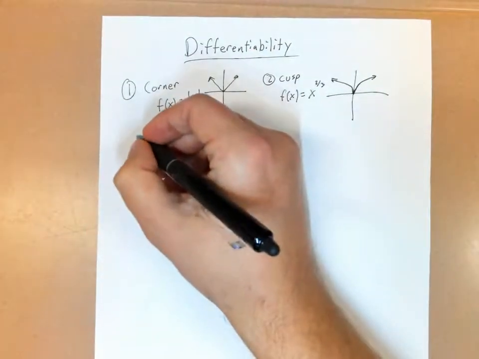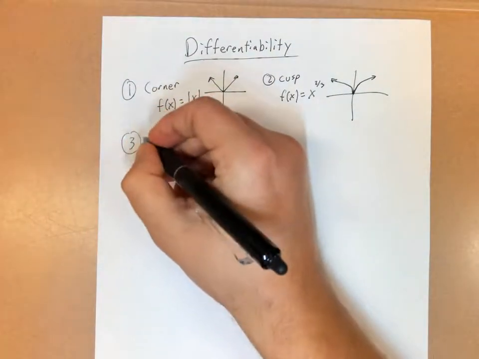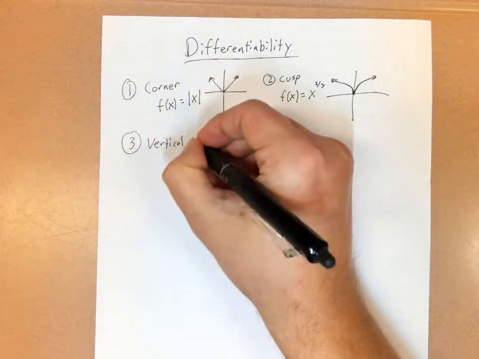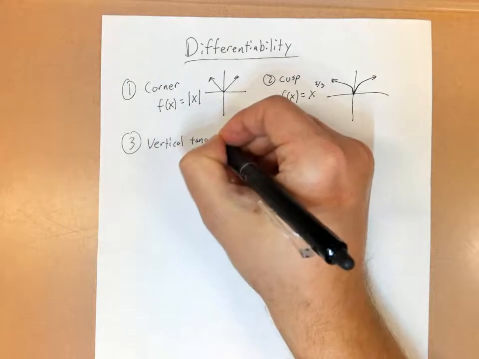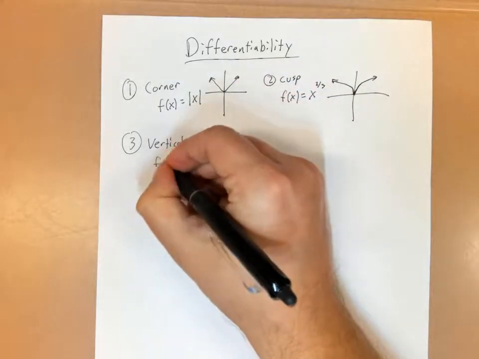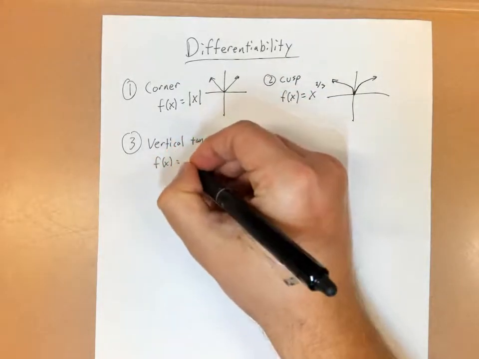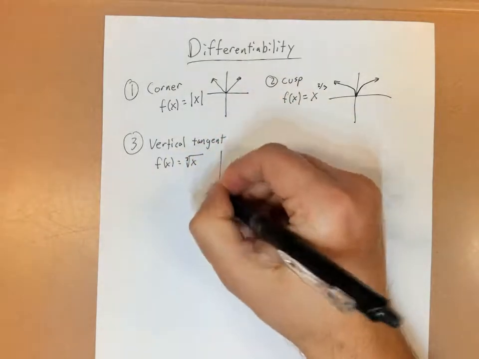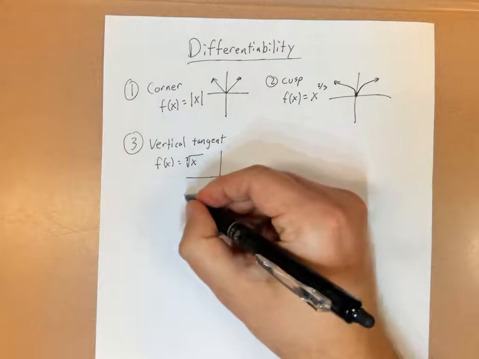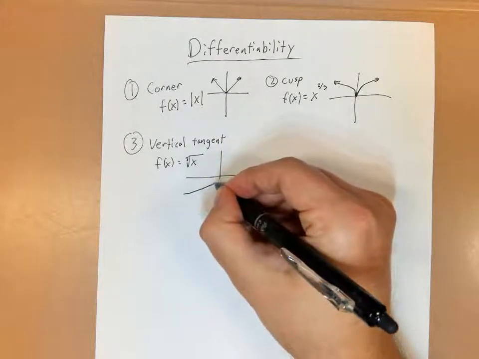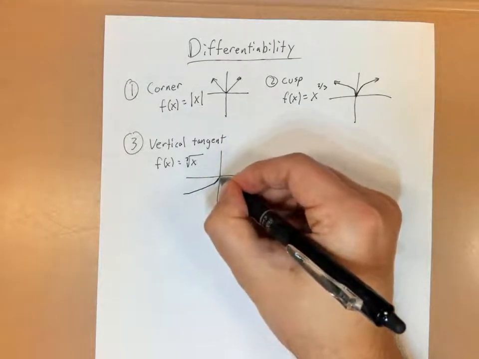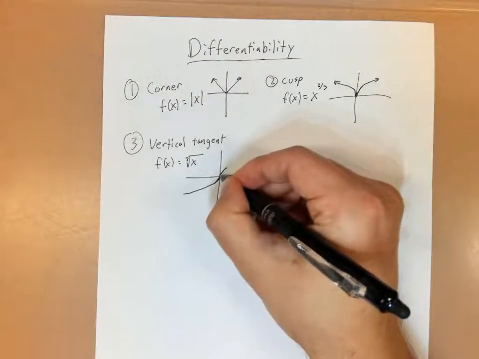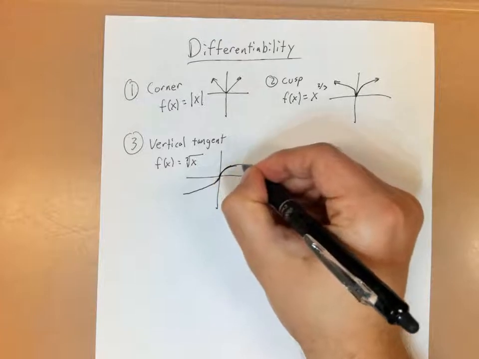The third example is going to be a vertical tangent. And the typical example for a vertical tangent is going to be the function, the cube root of x, or x to the 1/3 power. And again, a graph of that would show we're approaching, and then all of a sudden, once we get to 0, there's going to be a vertical tangent right there, and then we curve back out.